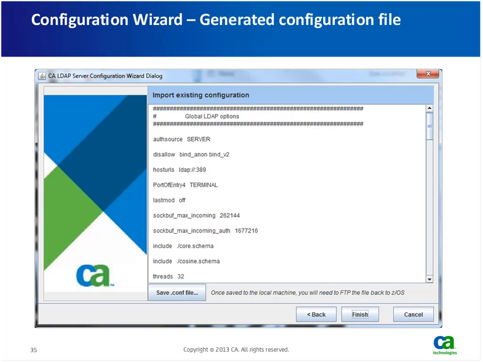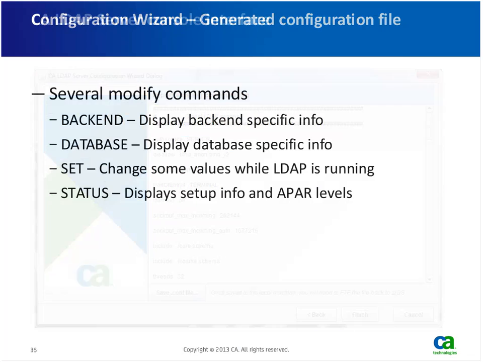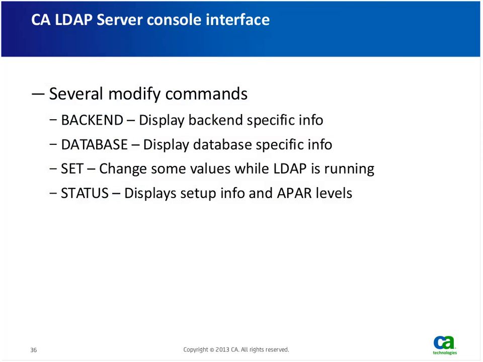And so here it's showing you the file it's actually going to write to slapd.conf. And once that comes out, you'd FTP it back up to the mainframe and restart your LDAP server with the new parameters. There's a couple console commands that, if you want to see what's going on with LDAP, you can use. There's a modify backend, database, set, and status.